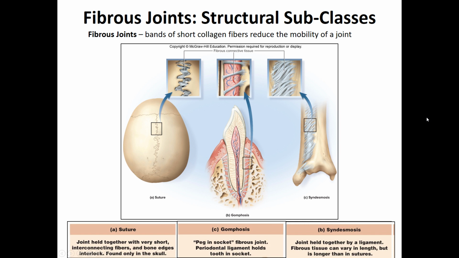To just show you briefly what each joint looks like, we start with the fibrous joints. Fibrous joints are structurally classified because they're formed through bands of short collagen fibers. This is the reason that there's such reduced mobility. Fibrous sutures are going to occur within the skull, as you'll see in lab, and they're so short that you really can't even see the fibers there. A fibrous gomphosis is best illustrated by the periodontal ligament, anchoring teeth into the jaw, and a fibrous syndesmosis like this has the longer bundles of collagen fibers, well illustrated here by the distal tibiofibular ligament.